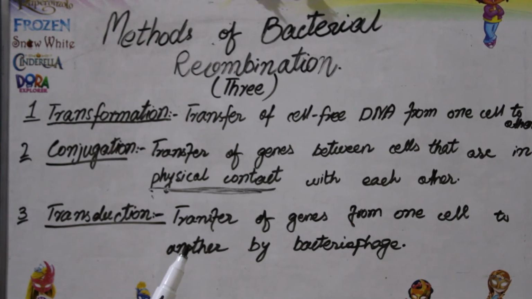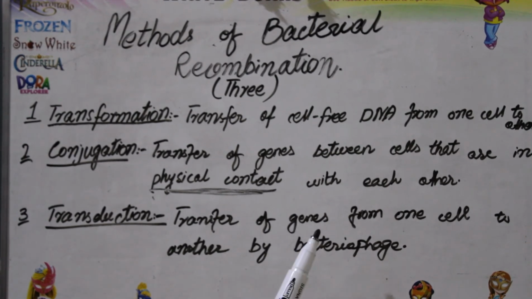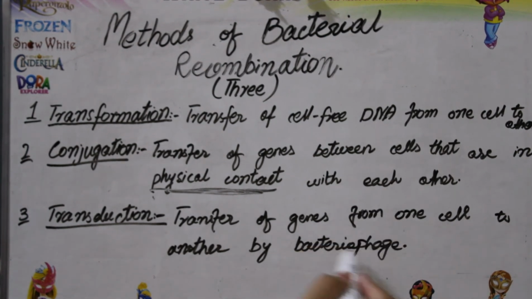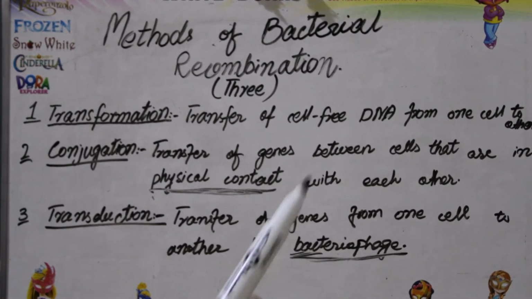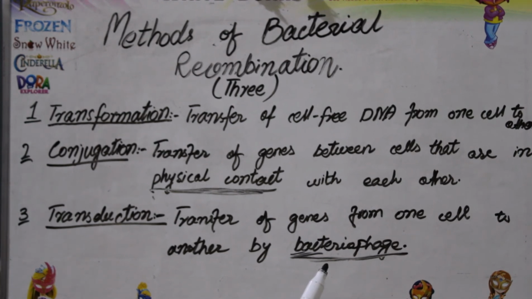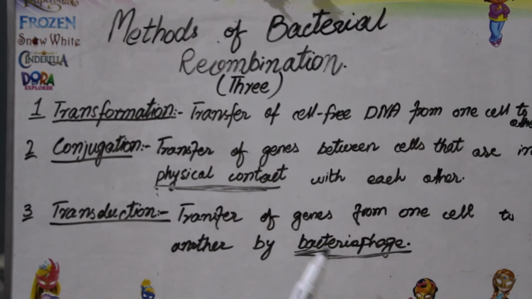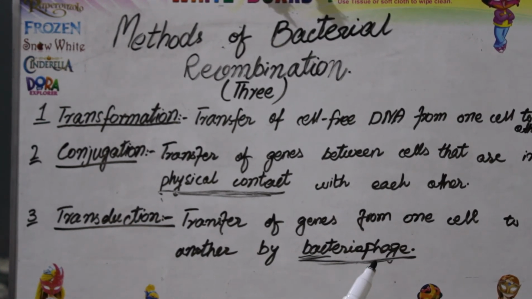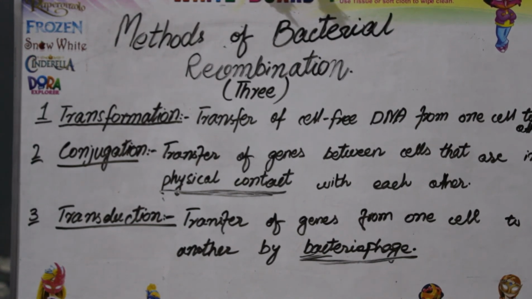And transduction is the third type, a unique type of sexual reproduction in which genetic material, the DNA or the gene, is transferred from one cell to another by a bacteriophage. This is the point: transduction takes place through the bacteriophage. It happens like this. A bacteriophage gets the DNA from one bacterial cell, and then it transfers this DNA to another bacterial cell. So in this way transduction takes place, and the characteristics of the recipient cell become recombinant and change. So these are the methods of the different types of sexual reproduction in bacterial cells.